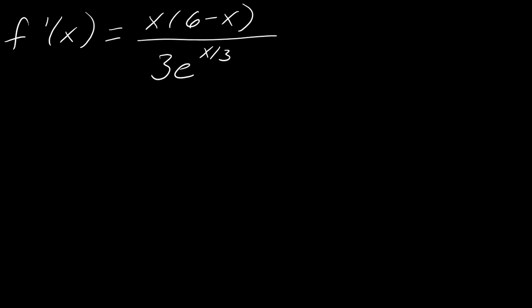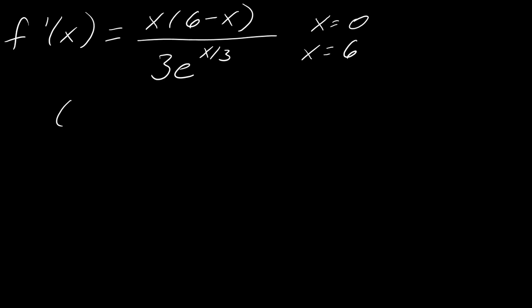To do that, I need to know the critical points. Remember all that good stuff once upon a time that you learned? So my critical points would be either where the numerator equals 0 or where the denominator is 0. There's no place where the denominator will be 0, so I could just have these two points as my critical points, 0 and 6. Okay, and my original domain is also all real numbers.